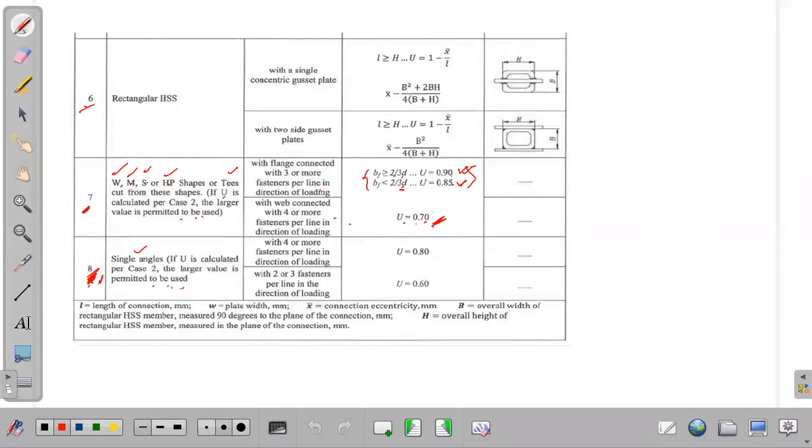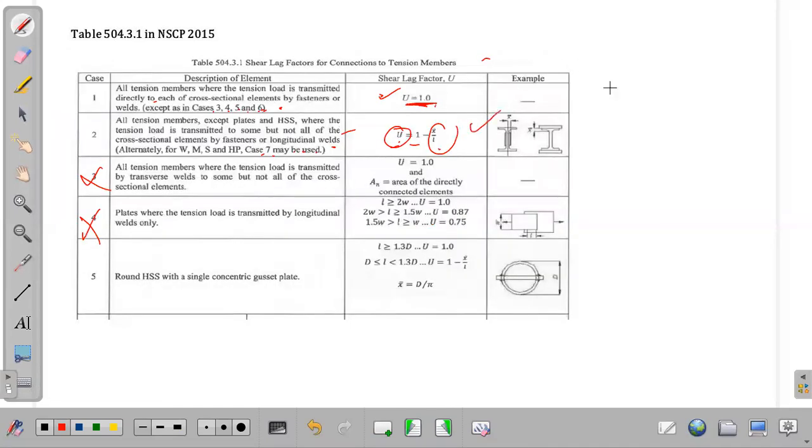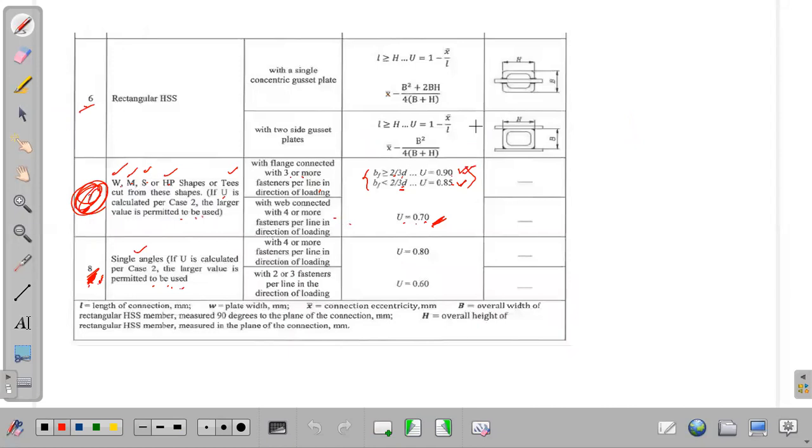Okay. Paano pag dalawa lang? Kasi sabi niya dito 3 or more. Pagka dalawa lang, hindi niyo na tinitignan yung case 7. Yung case 2 na lang kayo. So pagka na-solve niyo na dito, yun na yung value niyo ng shear lag factor. Pagka yung connection niyo dalawa or isa, dito na lang yung U ninyo. Ito na lang yung isa-solve. Yung na-solve niyo yung U dito, yun na yung magiging shear lag factor niyo. Okay? Kasi dito, with flange connected with 3 or more fasteners. Pag 3 or more fasteners, tsaka lang kayo magki-case 7.